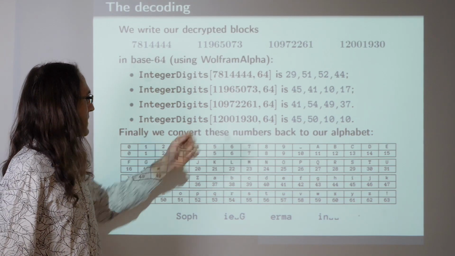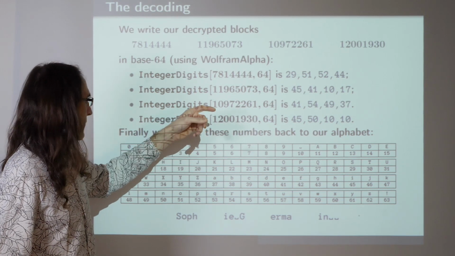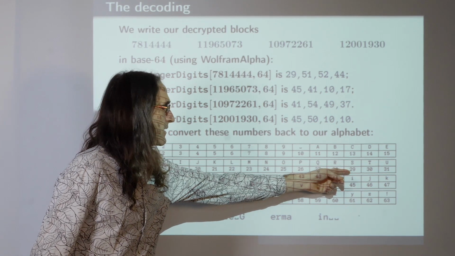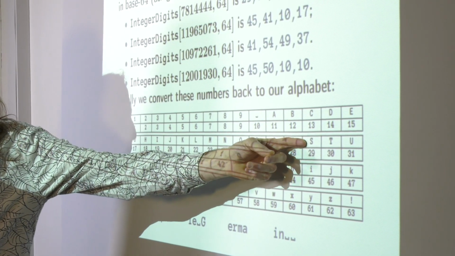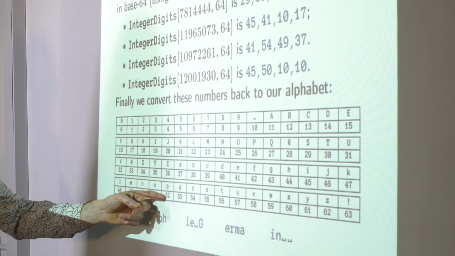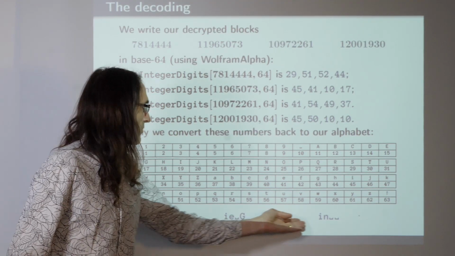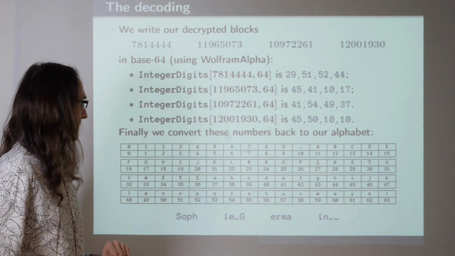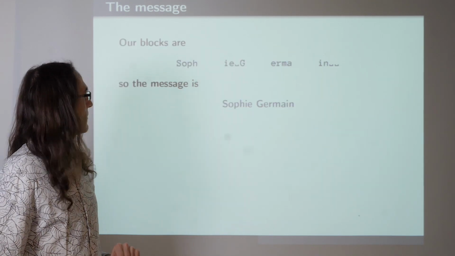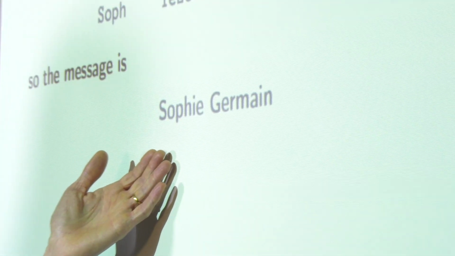Okay, so then we take our strings of numbers and we need to put them back into letters using our alphabet. So for example, 29 is the first one, so 29 is an uppercase S. Then 51 is a lowercase o, 52 is a lowercase p, and so on until we get all our letters here. So putting that all together, we see that our final message is Sophie Germain.